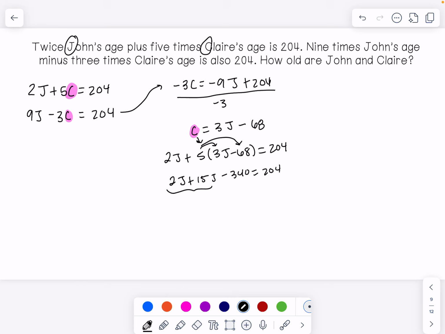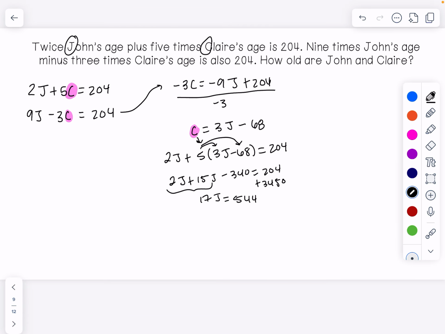I can combine these to give me 17J. I'm going to add that 340 to the other side to get 544. You might freak out. You might be like, I've got large numbers. That's okay. Just keep solving. Dividing by 17, I hope those divide easily. 544 divided by 17, and it does. It says that J is 32. That means that John is 32 years old.